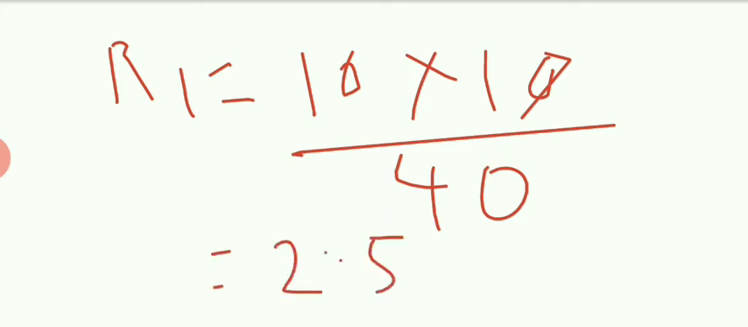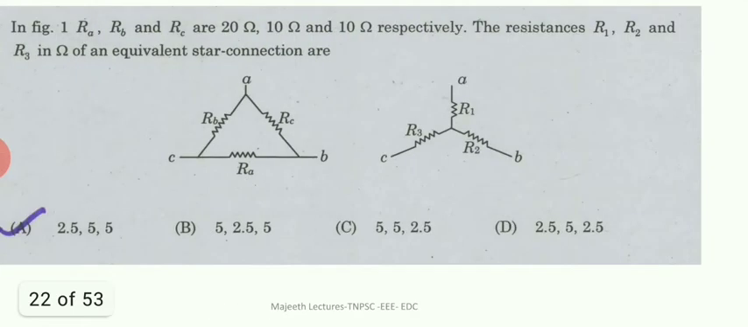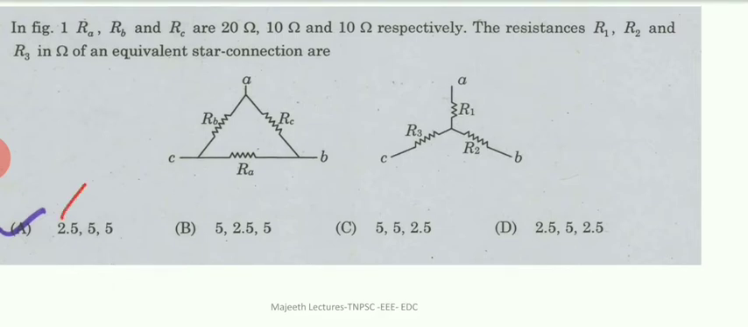Right? So the resistances which are connected at that node, we have to multiply in the numerator. In the denominator, we have to add all the delta resistances. So 100 by 40, 2.5. So this one. Option D is not at all possible. Options 1 and D are possible. These two are not possible.